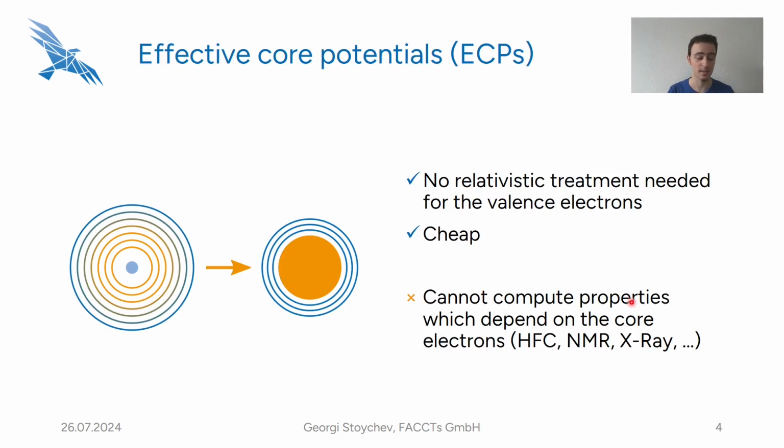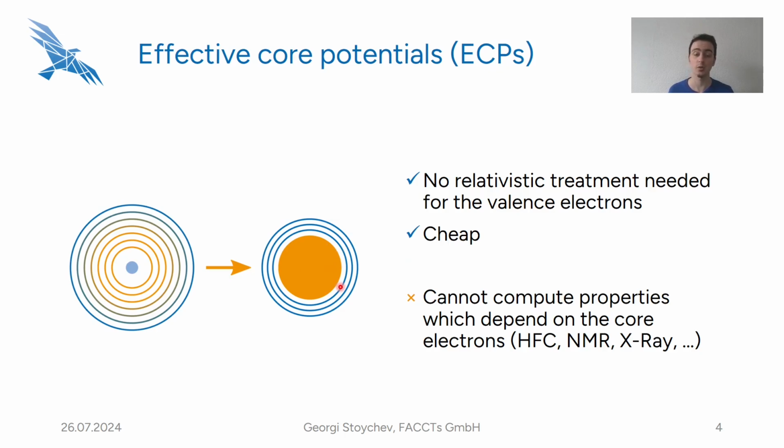The easiest way to take care of relativistic effects is to use effective core potentials, or ECPs, where one simply replaces the core electrons, which are most susceptible to relativistic effects, by an effective potential. And therefore, relativistic treatment is no longer needed for the valence electrons, which makes this approach particularly cheap because we've removed some electrons and basis functions from the calculation.